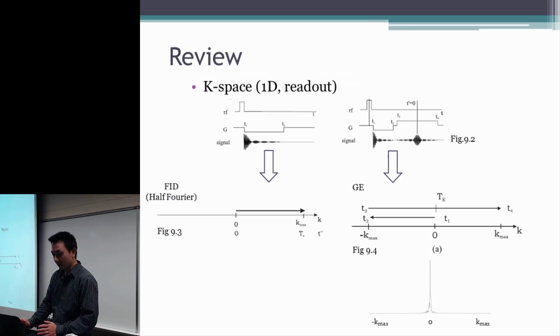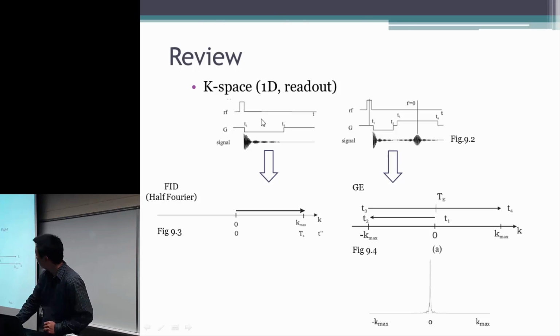Okay, so let's do some review of K-space. Let's first take a look at the 1D K-space scenario. When we have done a signal excitation, if we directly collect the signal, we'll be filling the K-space from the center out. So I wonder if any of you can come up and write down the formula for the K-space definition in terms of the gradient.